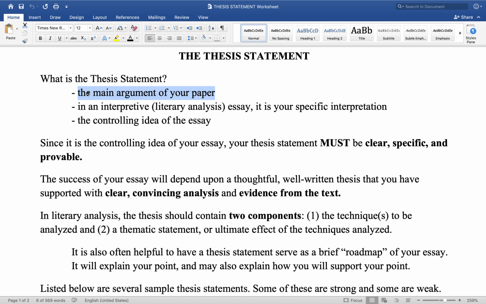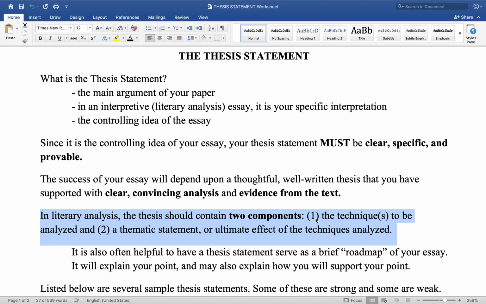I'd like to share with you, just as a review, two things I like to focus on these days when I'm teaching thesis statements. And it's this important fact here. In literary analysis, the thesis should contain two components. So there's two things you want to make sure are in there. One is the techniques you're analyzing. So this would be like if you're writing about symbol or if you're writing about characterization. What is it that you're looking at in the text?